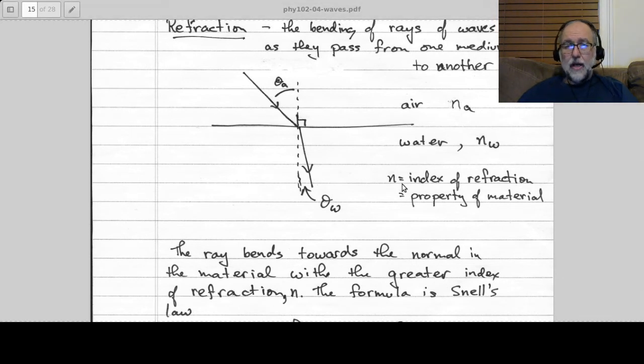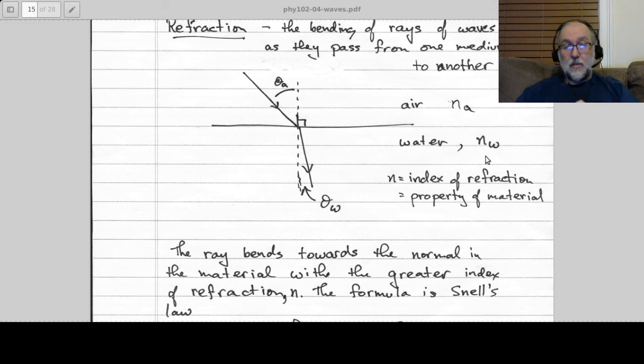It's usually given the letter N, and it's simply a property of the material. And so air has a particular value for its index of refraction, and water also has a particular value for the index of refraction. Glass has an index of refraction, diamond has an index of refraction, and so on, okay? So these are all different materials which are clear. You could see through. Light can penetrate them. Visible light can penetrate them, but they have this property called the index of refraction, and it actually turns out that the index of refraction is inversely proportional to the velocity of the waves in that material, okay?